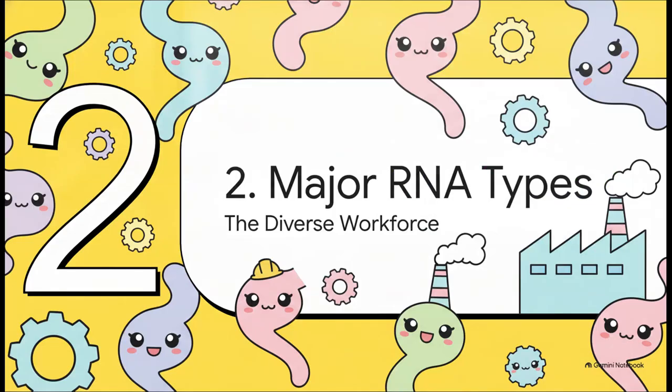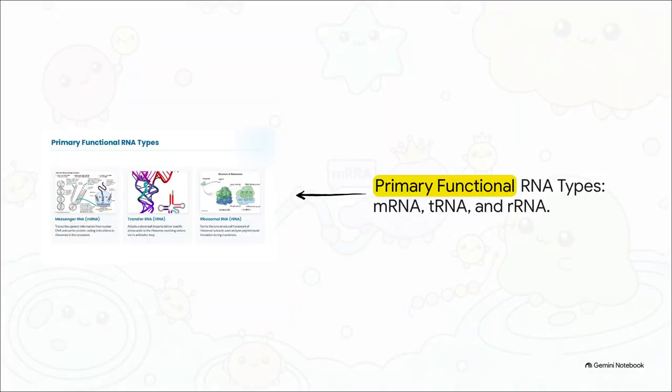Section 2. Major and regulatory RNA types. So let's meet the workforce. Here we have the 3 primary functional types of RNA, and I want you to think about them using a classic rule of 3. First up is messenger RNA, or mRNA.